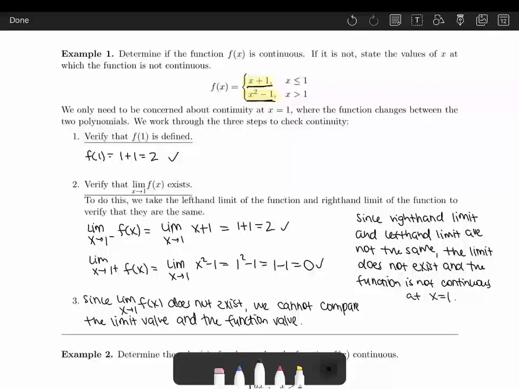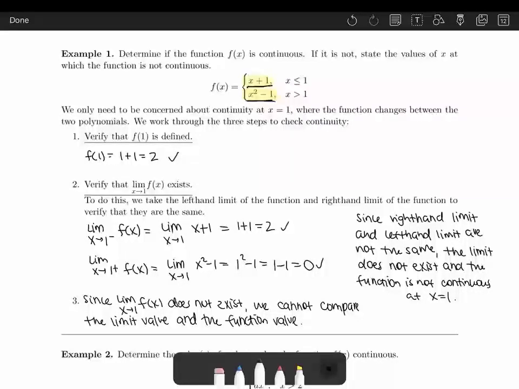Okay, so this is what an example may look like when we're asked to determine if a function is continuous, and if not, state where it's not continuous. If we are looking at a more simple question, then we're going to have a piecewise function where we know the two functions defining the piecewise function are continuous. And if that's the case, then we're just going to need to check that point where we transition between functions.